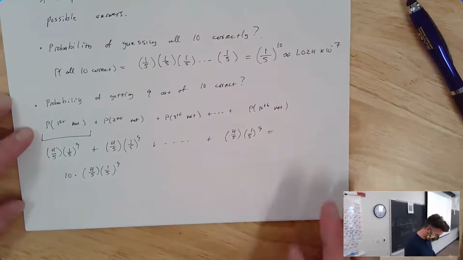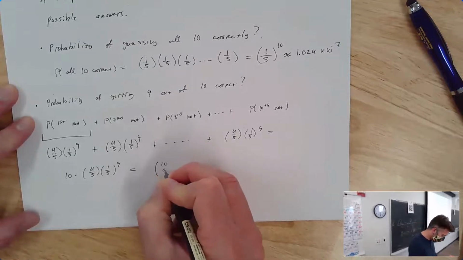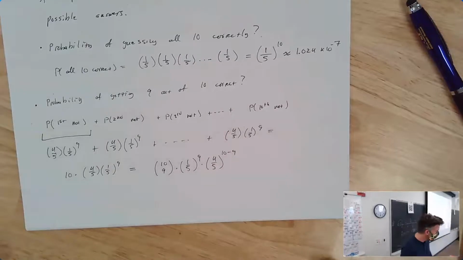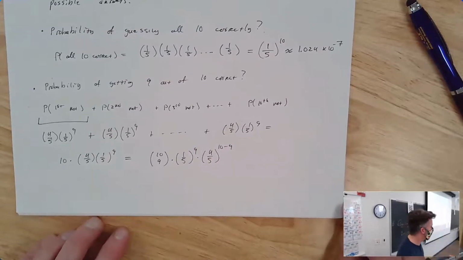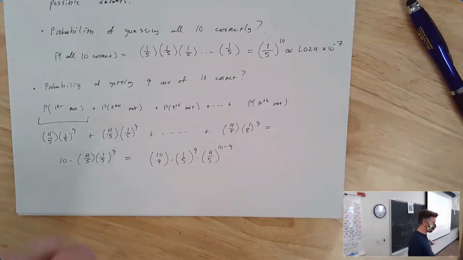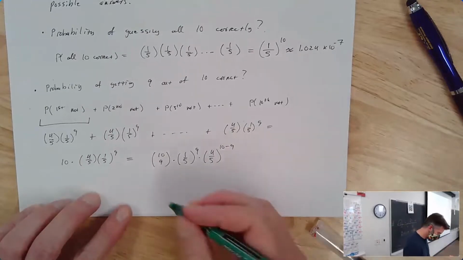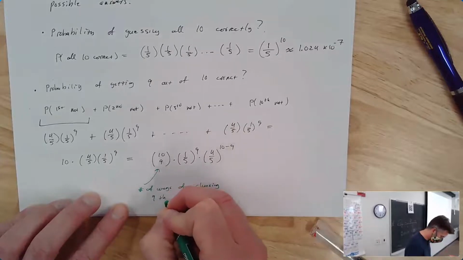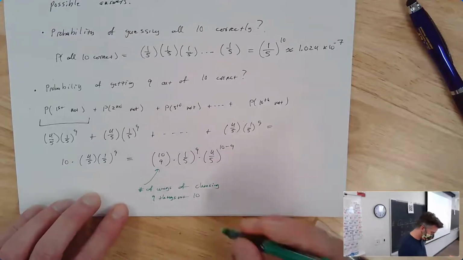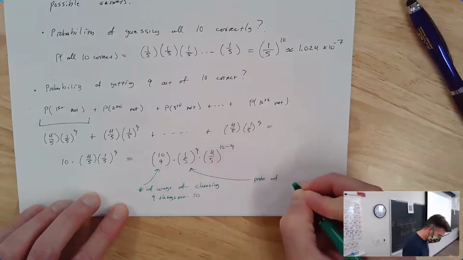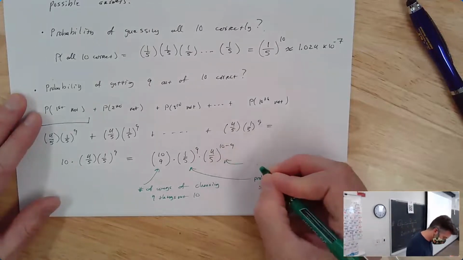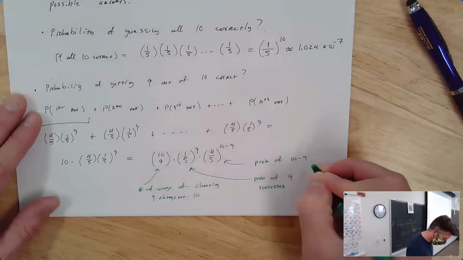Or as I'm going to write it, 10 choose 9 times 1/5 to the 9th times 4/5 to the 10 minus 9. So this is actually a formula. If you're trying to find the number of ways of getting so many things correct out of so many things, it's the number of ways of choosing, in this case, 9 things out of 10, times the probability of 9 successes. The probability of success is 1/5. The probability of 9 successes is 1/5 to the 9th, times the probability of 1 failure, or 10 minus 9 failures.